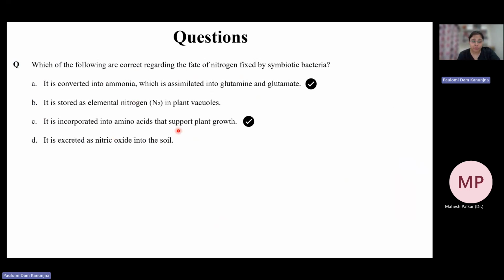Third one says it supports plant growth. Yes, because that is the whole agenda here, right? The ammonium being produced gets incorporated. Remember nitrogen assimilation: it is incorporated into amino acids such as glutamate. We have already discussed this, and this further gives rise to protein synthesis, which is important for plant growth. It is not excreted as nitric oxide. It is converted to ammonia, which is used for nitrogen assimilation, right?